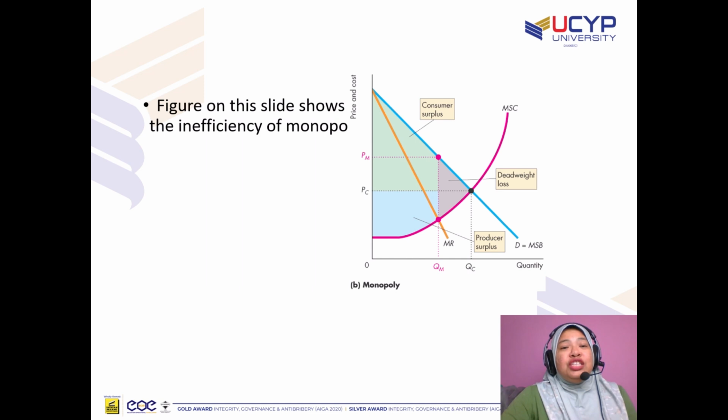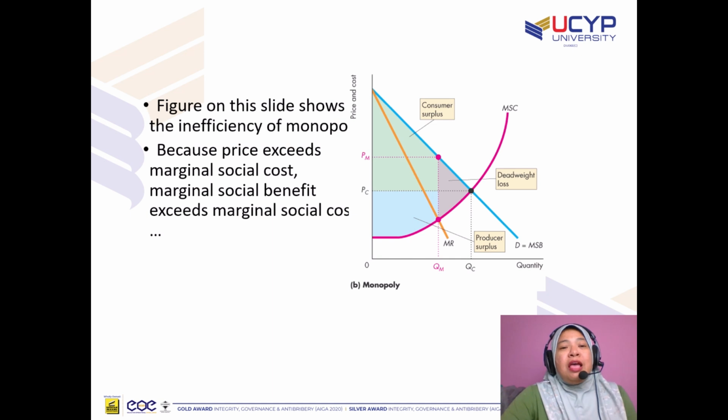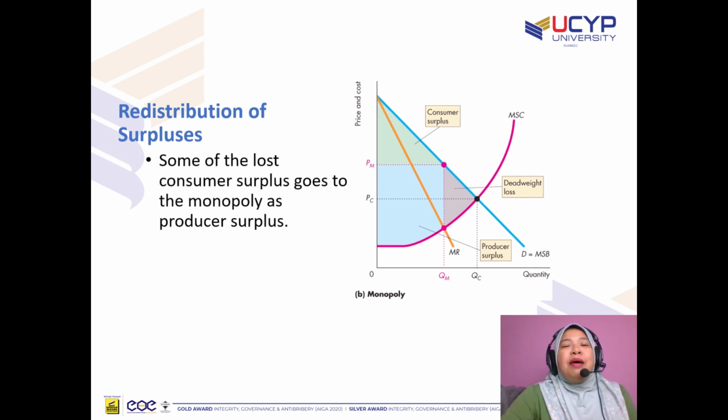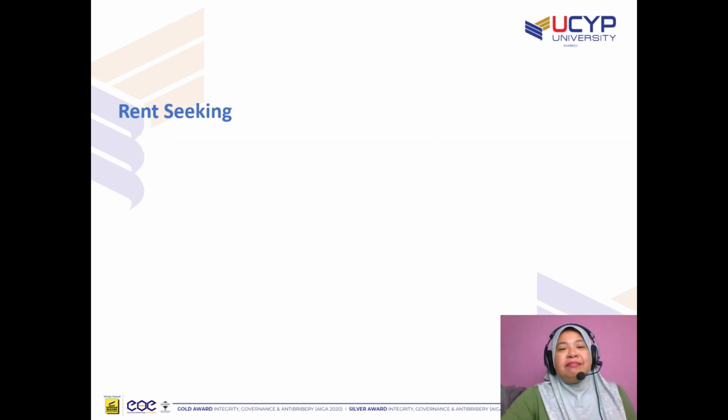The figure on this slide shows the efficiency of monopoly. Because price exceeds marginal social cost, marginal social benefit exceeds marginal social cost, and a deadweight loss arises. Redistribution of surpluses. Some of the lost consumer surplus goes to the monopoly as producer surplus.